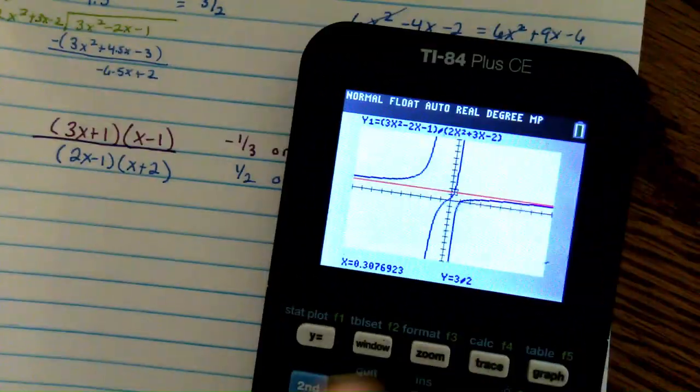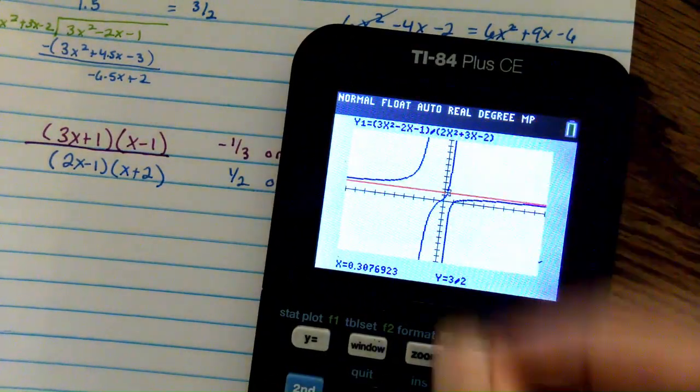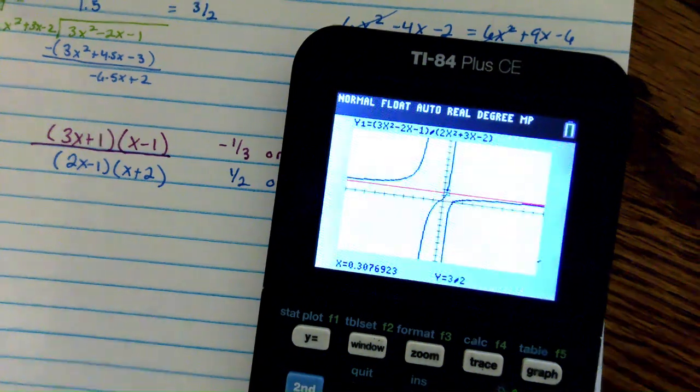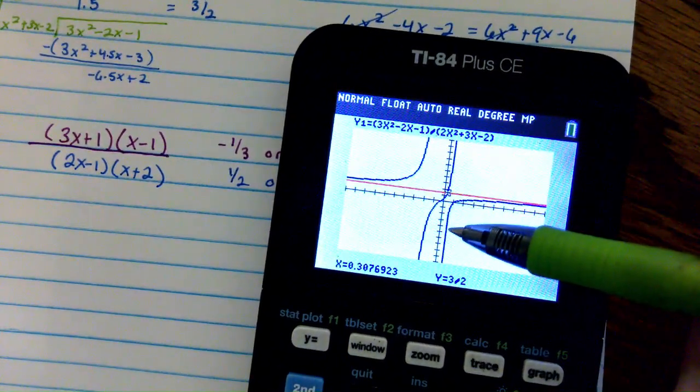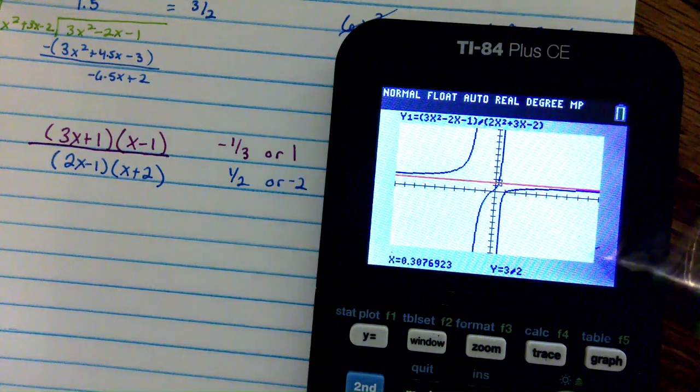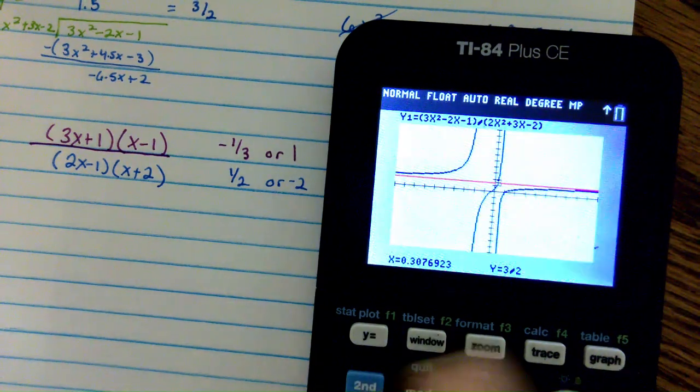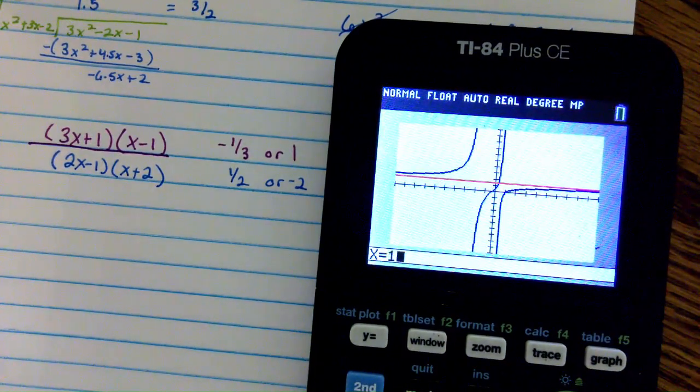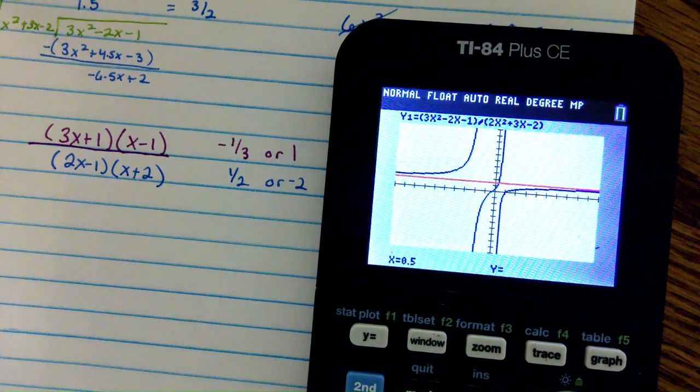And we can see that 1/2 is that vertical asymptote here, and that negative 2 is also a vertical asymptote. And if I do calculate the value for 1/2, it comes up blank because it's a domain error. Negative 2 also comes up blank because it's a domain error.